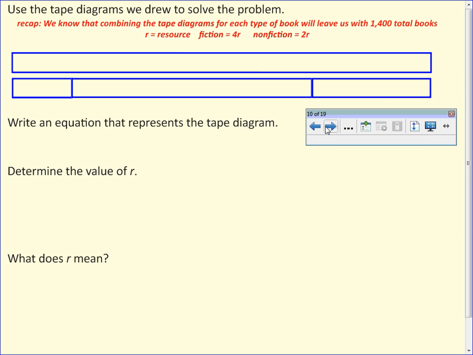Alright, so now let's combine our tape diagrams to see if we can solve it. I know that my total is 1,400, so draw your big tape diagram for 1,400. Now, if I combine my resource, my fiction, and my nonfiction, it has to equal the total number of books. So here are my resource books, here are my four resource books, which equals fiction, and here's my 2R, which is my nonfiction. So we were able to match them up.